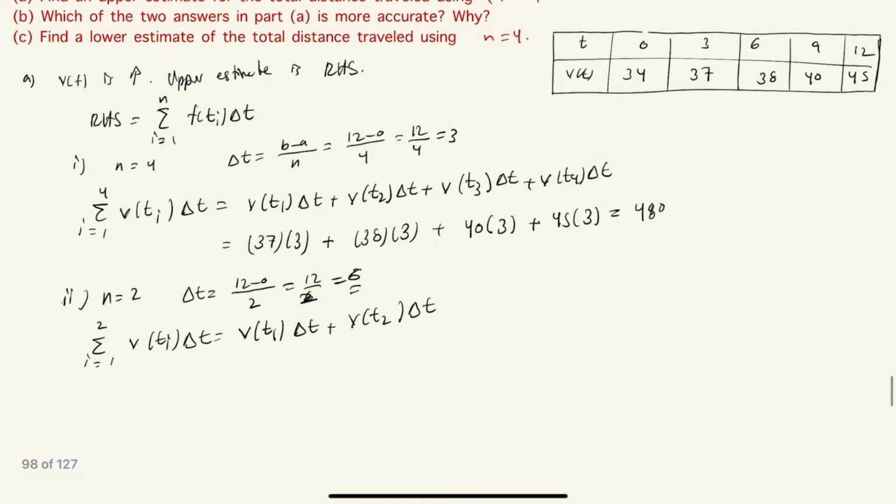So now let's notate our table here. The first step is to mark our delta t. Delta t here is 6. Therefore, we have t0, and then we'll have t1 here, and then t2.